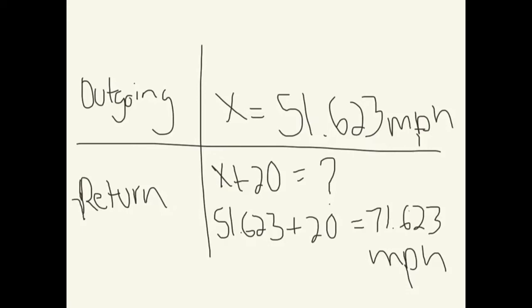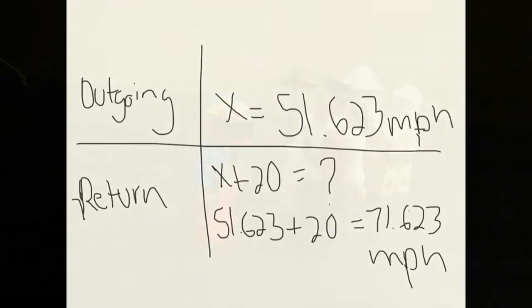Therefore, what you do is you take the x value, which was 51.623, and you add the 20 from before, and then your miles per hour coming home was 71.623 as our answer.